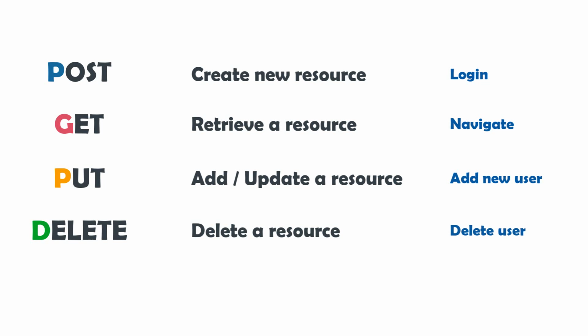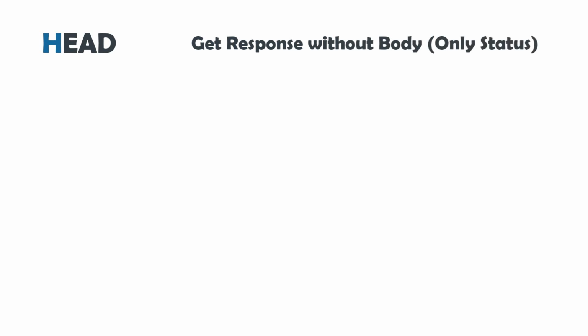As already mentioned, these are the most used methods. But we have other methods, which we can use in HTTP request. I will mention these briefly and tell you the function of each one. Head. The head method asks for a response identical to a GET request, but without the response body. This means that you will only get the status without the response body.